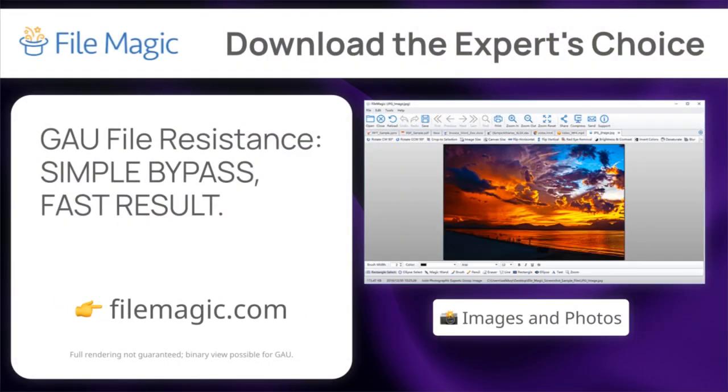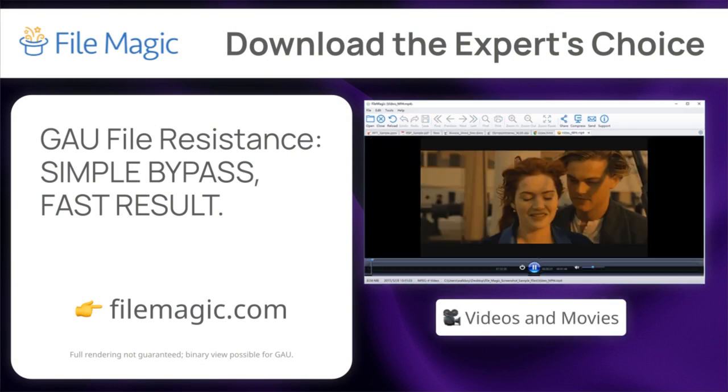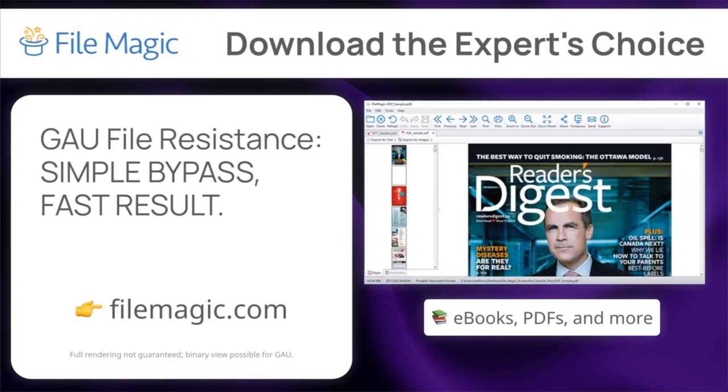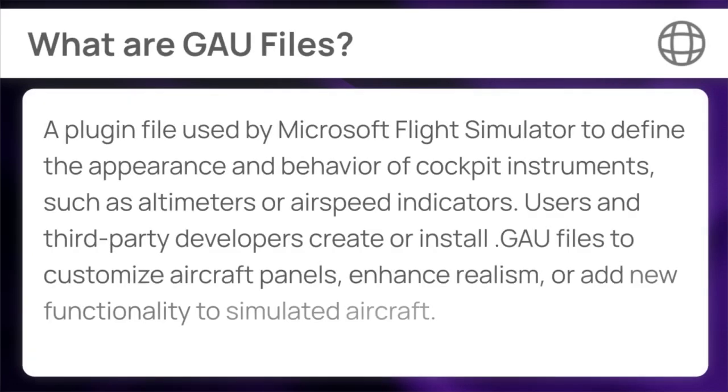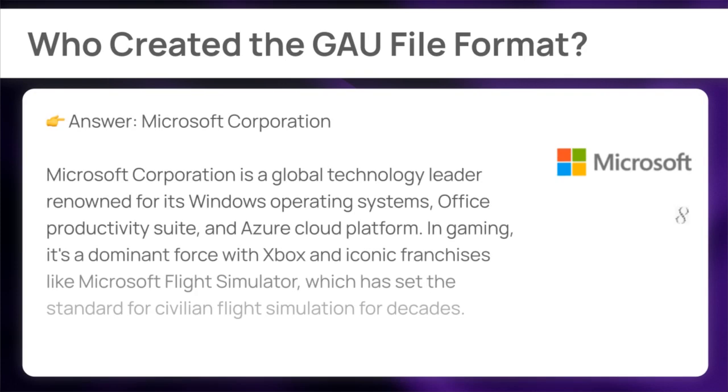This involves a smart application of one premier GAU file inspection tool that minimizes complexity across many different files. A plugin file used by Microsoft Flight Simulator to define the appearance and behavior of cockpit instruments, such as altimeters or airspeed indicators. Users and third-party developers create or install GAU files to customize aircraft panels, enhance realism, or add new functionality to simulated aircraft.